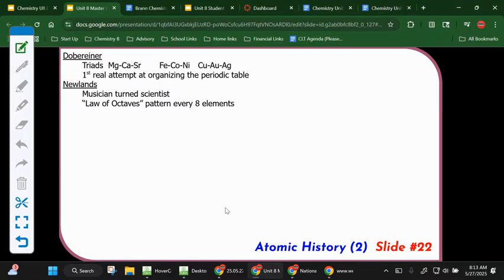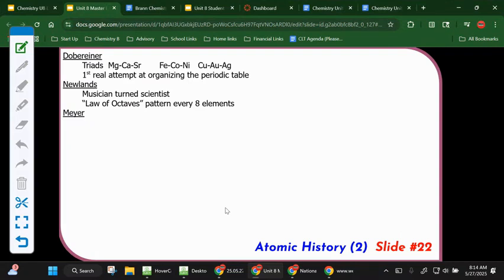Any music people in here? What's an octave? 8 notes apart. Kind of like the 8 groups on the periodic table that I gave you. Again, not including transition metals, not including the ones at the bottom, but what Newlands found was that there was a pattern that after 8 elements repeated again. Then you got the same kind of pattern. Then it repeated. So again, he is credited with what is called the law of octaves.